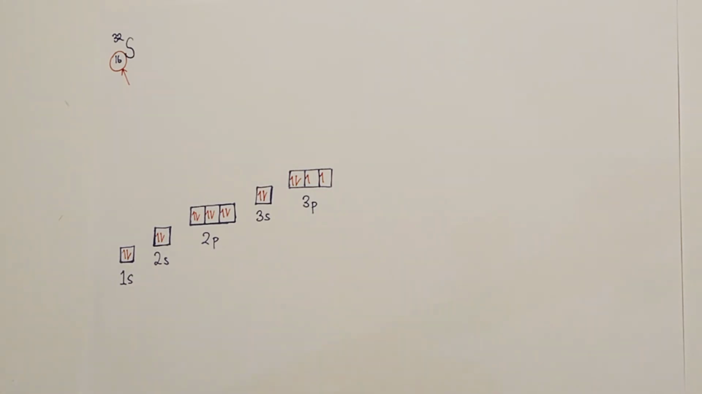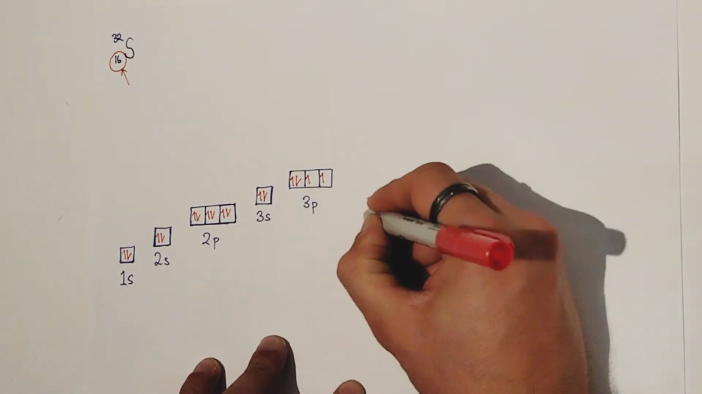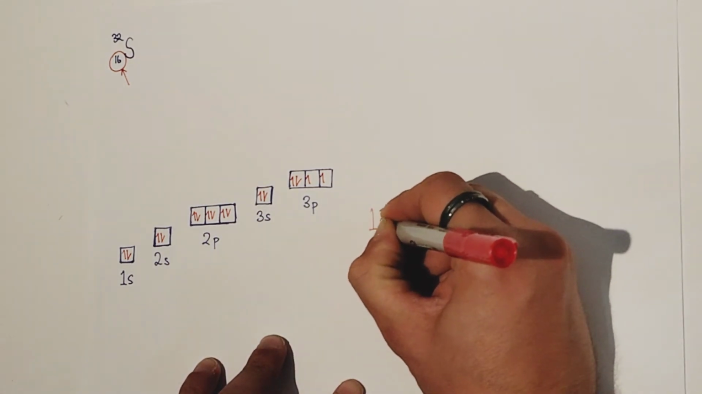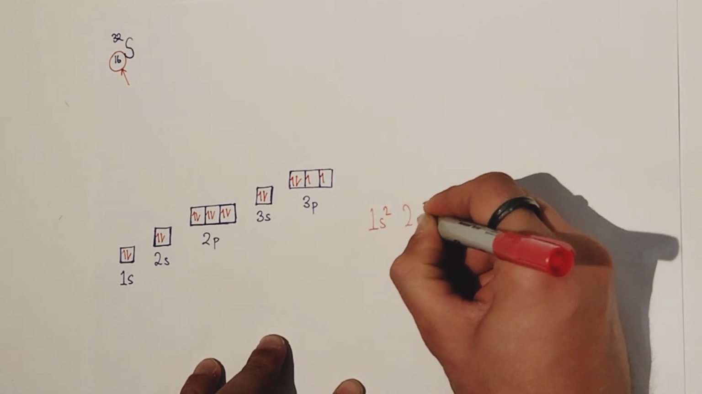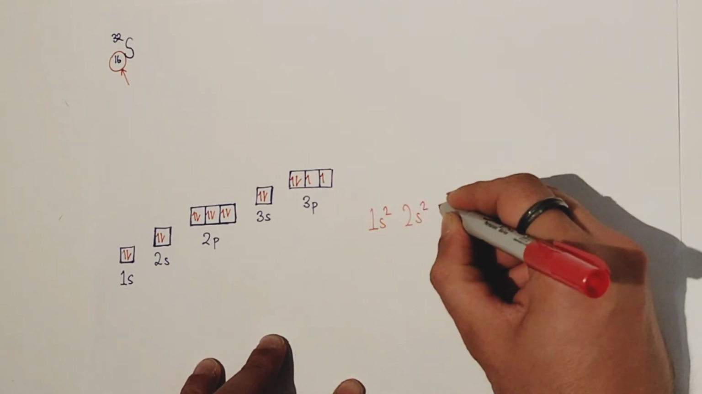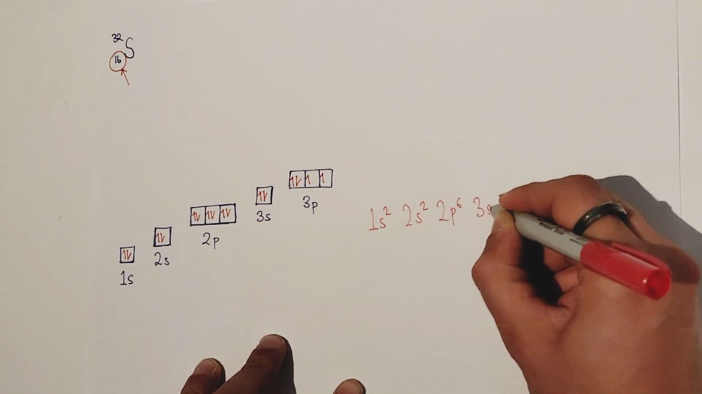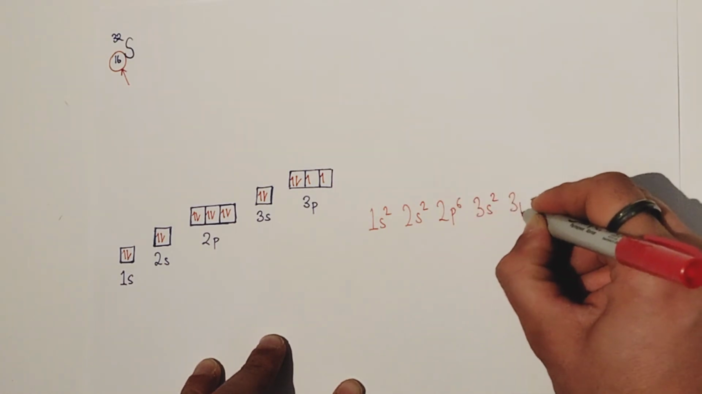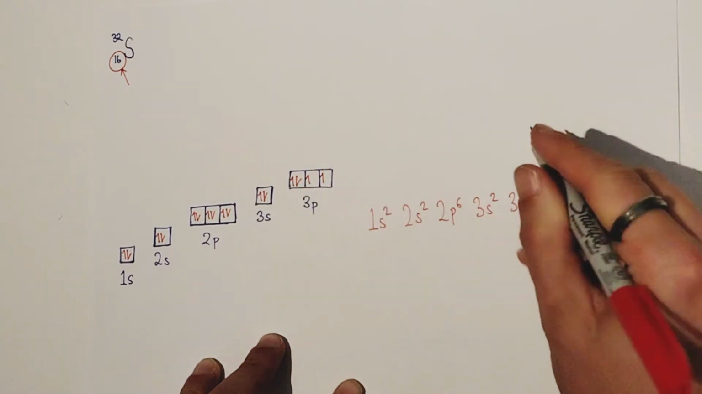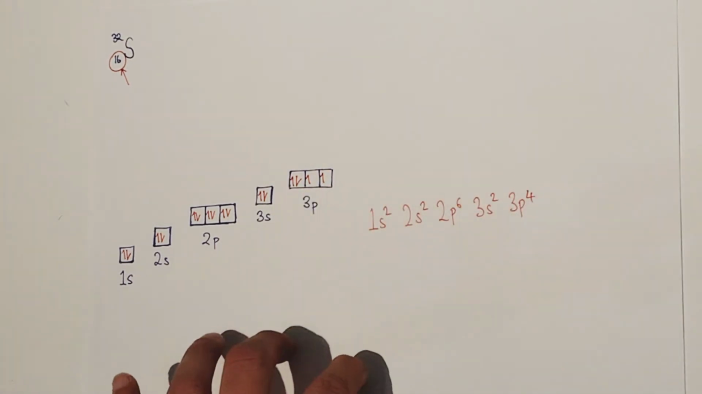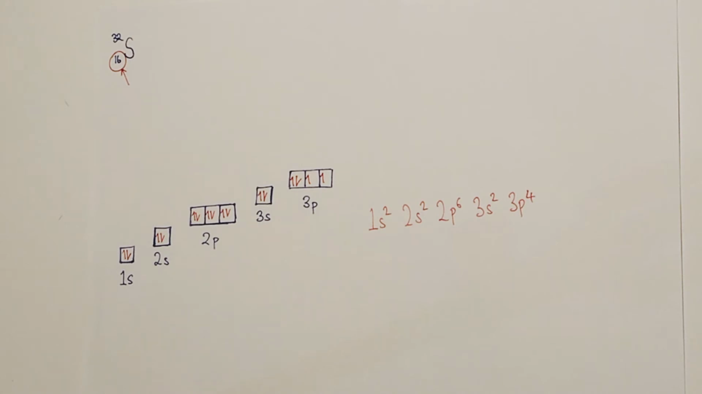Let's convert this from the box and arrow representation into a more shorthand version. So I could write this as 1s2, 2s2, 2p6, 3s2, 3p4. These are effectively equivalent to each other.